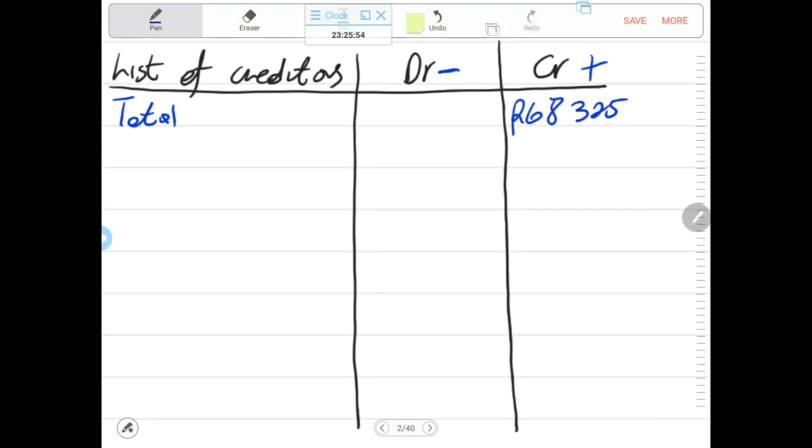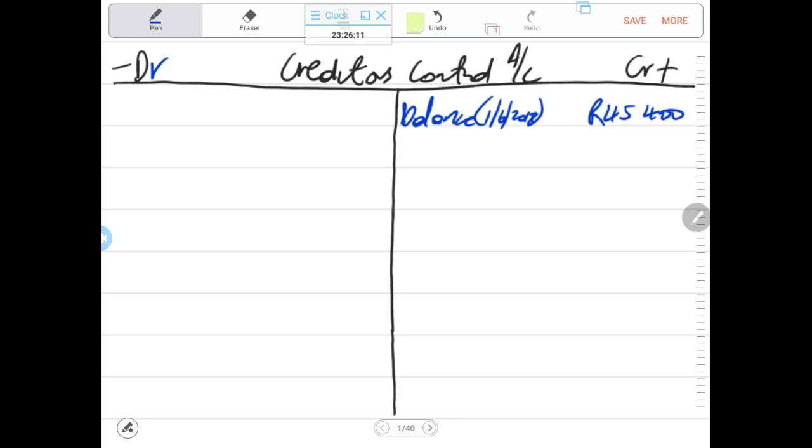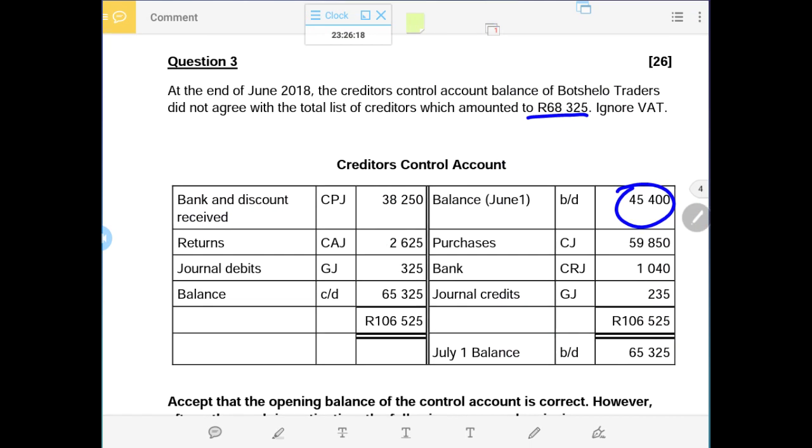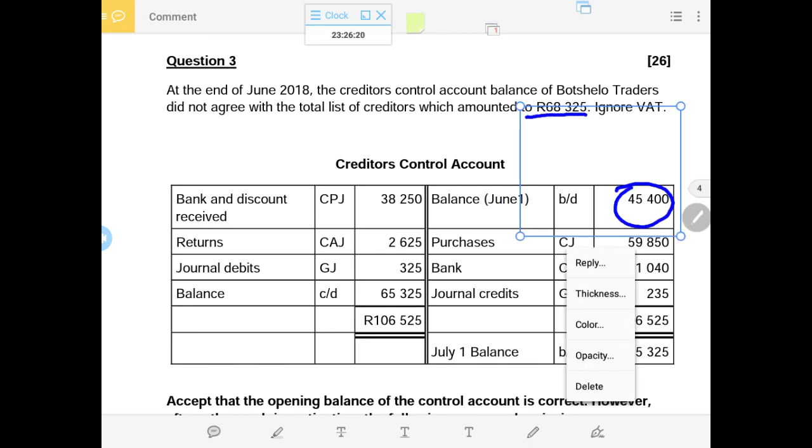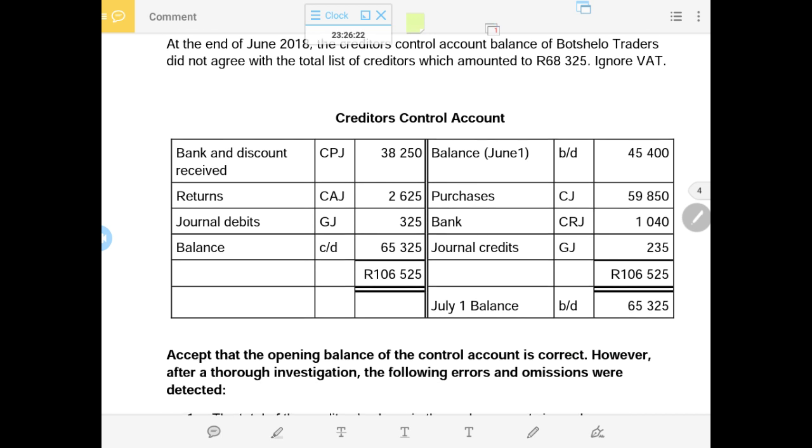68,325. This is the total, which we call the balance at the end of the period, which is a credit balance also. It's very unlikely that we'll have a balance in our creditors list or creditors control on the debit side, unless a serious error was made on the debit side, but it's very unlikely for that to happen. Now we have to go to the additional information.